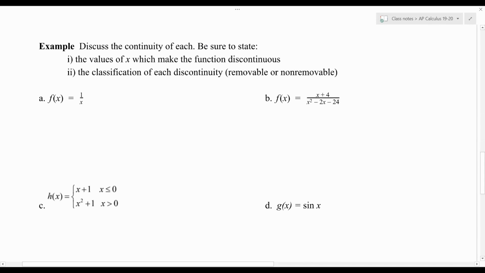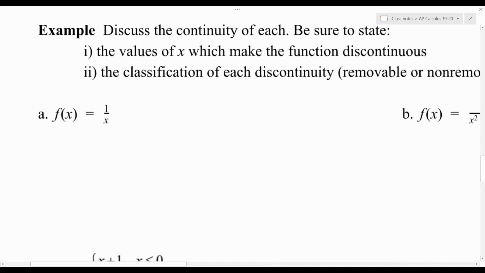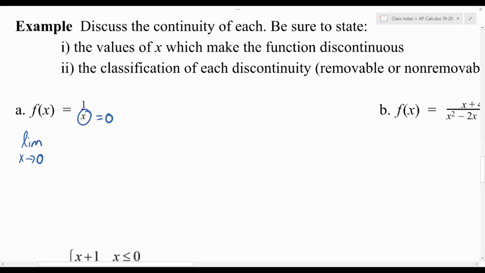Let's look at some more functions. Here we have the function f of x equals 1 over x. So where could this function be discontinuous? It can be discontinuous when our denominator is 0. So that means x must be 0. So let's look at our limit as x approaches 0. Well, when we plug in 0 here, we're going to get 1 over a really small number.